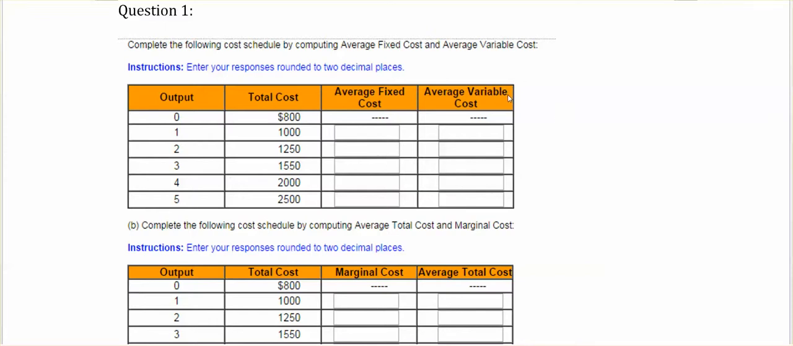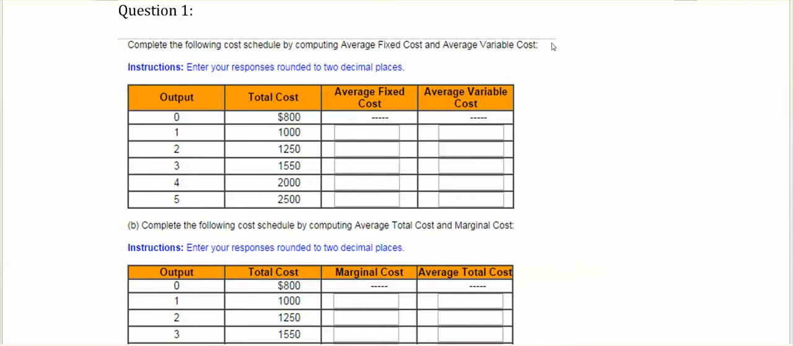In this video, we work on homework 7 part 2. Homework 7 is related to chapter 7, the cost of production. So you will know this chapter is focusing on cost. The first question is related to different costs. Before we start to do the calculation, I want to mention several relationships among different costs.